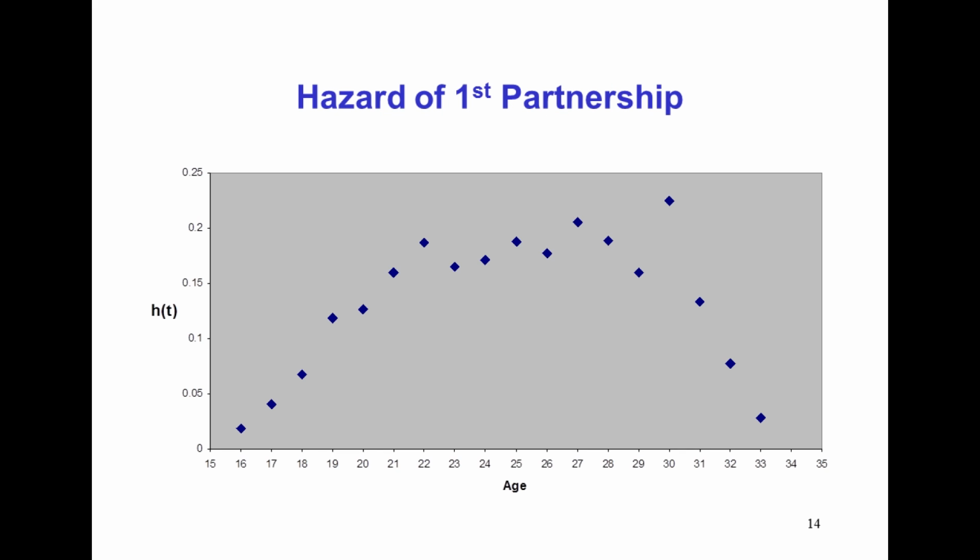All right, and here we see the plot of your hazard function, your hazard of forming a partnership. And you can see that it's increasing with age. Okay. It peaks in the 20s. That's when most people form their first partnerships. But then it starts to decline. All right. So if the people haven't had their first partnership by their early 30s for this cohort, they were fairly unlikely to do so.